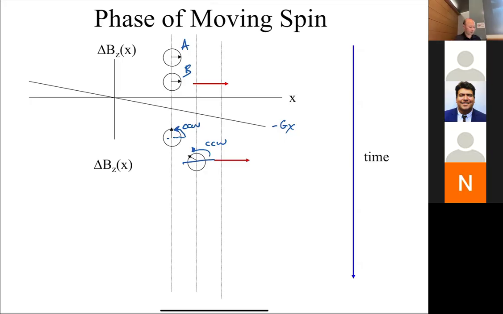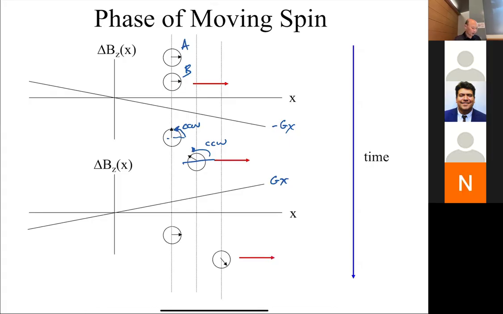All right. And then we wait some amount of time and then we reverse the gradient. So now we've got a plus GX gradient. And so spin A is going to get totally refocused, right? Because whatever gradient it experienced for the first half, it experienced an equal and opposite gradient, right? So if you imagine what the gradients look like, we're turning on a negative gradient and then we're turning on a positive gradient. Okay. And so spin A just experiences the net sum of those gradients, which is zero.